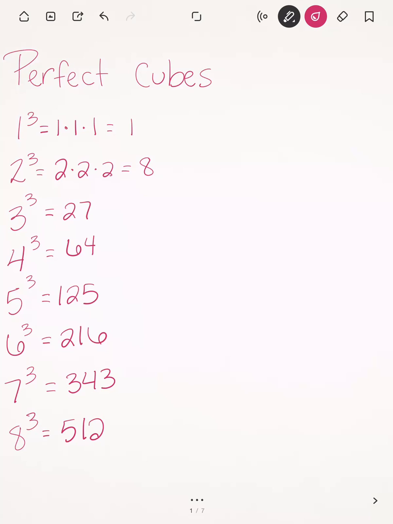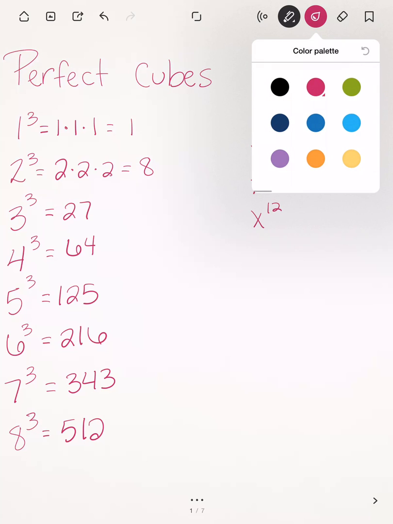Now, we're used to dealing with cubes as numbers, but we also have perfect cubes that are variables. Perfect cubes that are variables have exponents that are multiples of 3. So I have x cubed, x to the 6th, x to the 9th, x to the 12th, and so on and so forth.